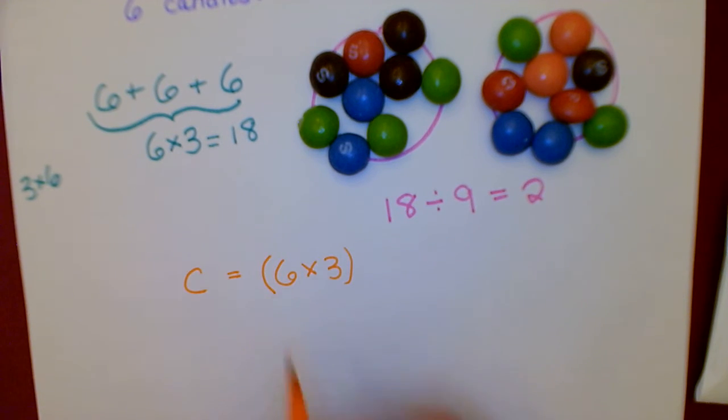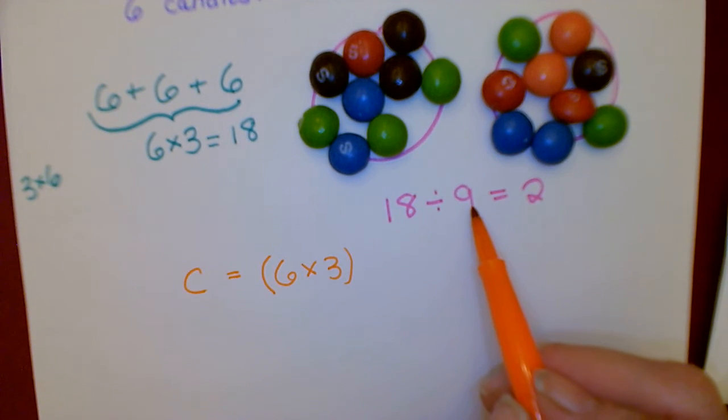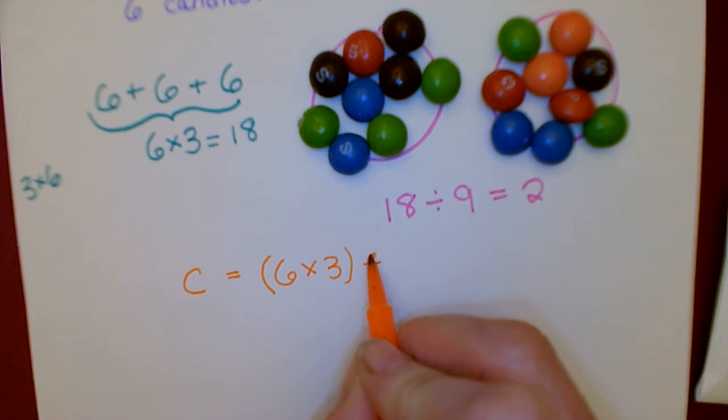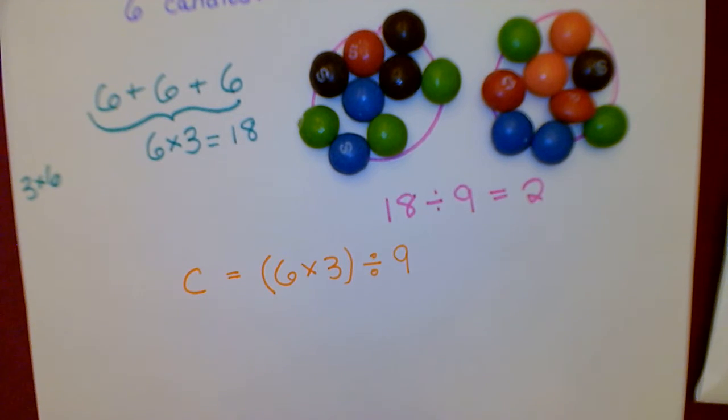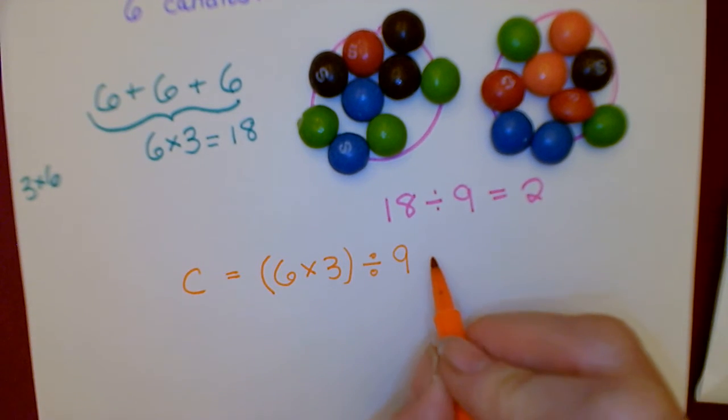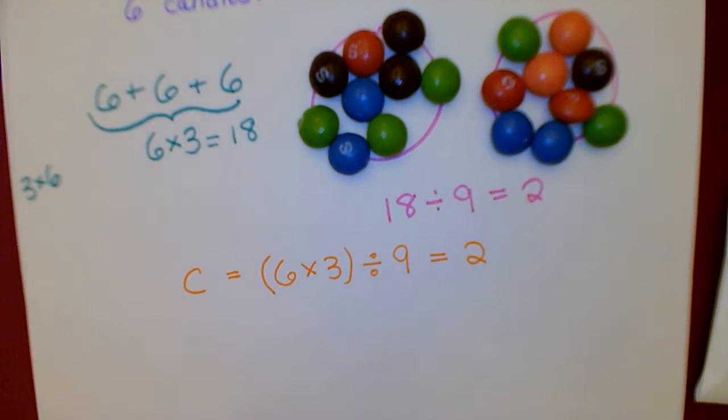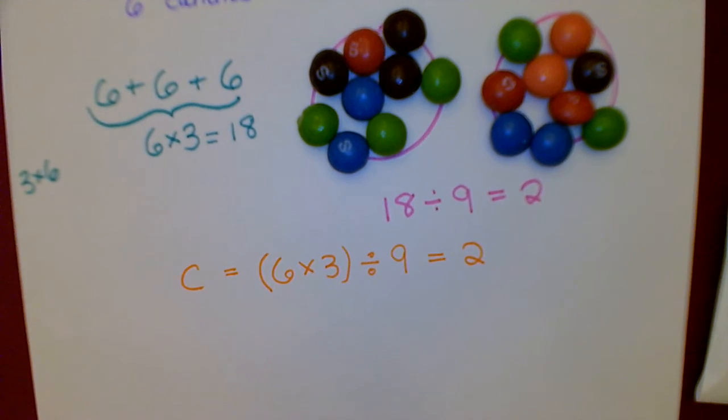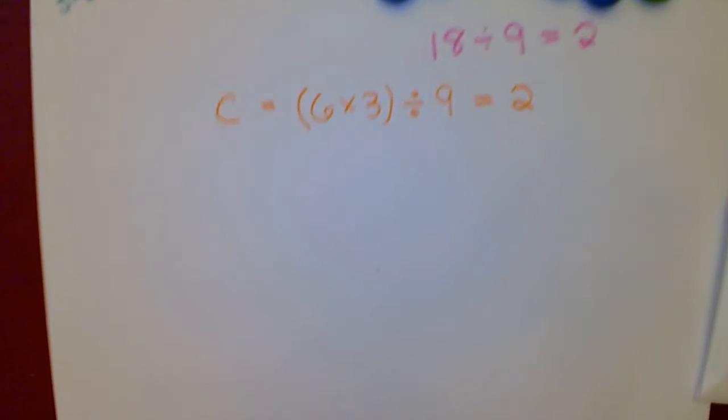And then the second step was that I divided it into groups of 9. And I got 2. And there you have it. We have an equation. We solved it. We have our unknown, that's the letter. Now, let's just change this up a little bit because I want to show you one more thing with this exact same type of problem.